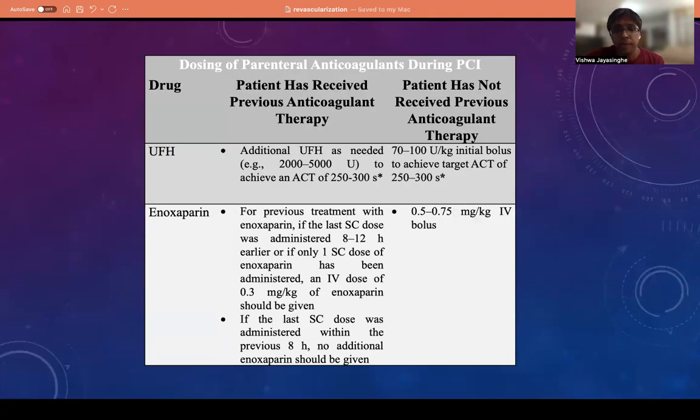The dose, what they are saying is, for patients who had the last dose of subcutaneous enoxaparin about 8 to 12 hours earlier, and if only one dose of enoxaparin has been administered, then it's about 0.3 milligram per kg of enoxaparin. If the last dose was administered within 8 hours and the patient had more than 2 doses of subcutaneous enoxaparin, they recommend not to give any enoxaparin at the time of procedure. This is for us anyway not applicable, as we don't have enoxaparin now.